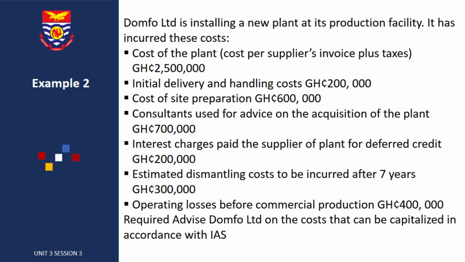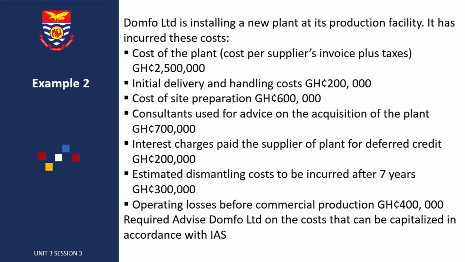Let's take an example and apply the knowledge we have acquired now from the recognition to the initial measurement. We said Dumfo Limited is installing a new plant at its production facility. It has incurred these costs. 1. The cost of the plant, that is cost per supplier's invoice plus taxes, is 2.5 million Ghana cedis. 2. Initial delivery and handling cost is 200,000 cedis.